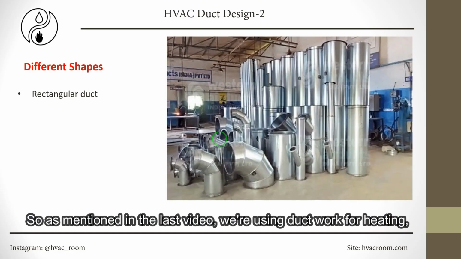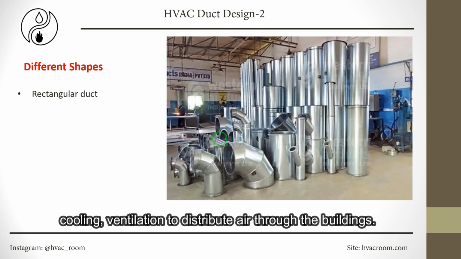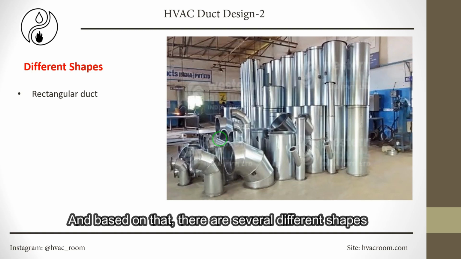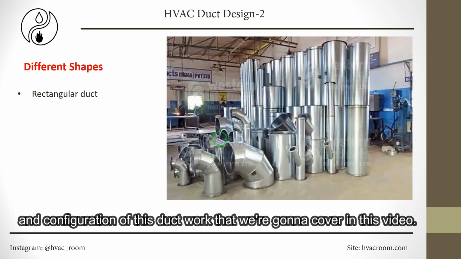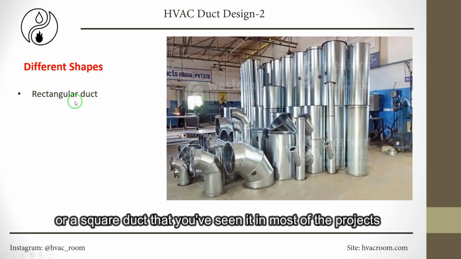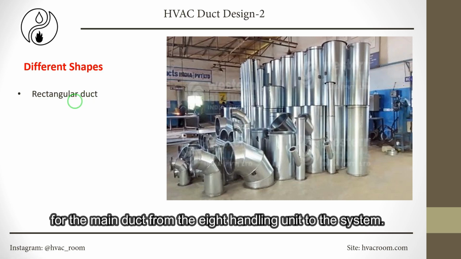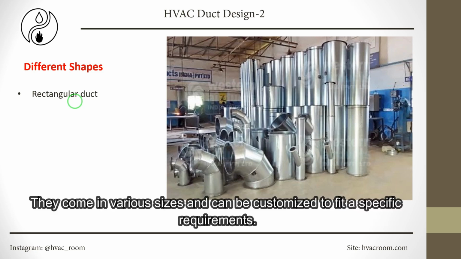So as mentioned in the last video, we're using ductwork for heating, cooling, ventilation to distribute air through the buildings. And based on that, there are several different shapes and configurations of this ductwork that we're going to cover in this video. So the first one is rectangular or a square duct that you've seen in most of the projects for the main duct from the air handling unit to the system. They come in various sizes and can be customized to fit specific requirements.